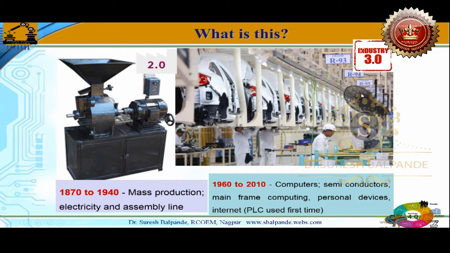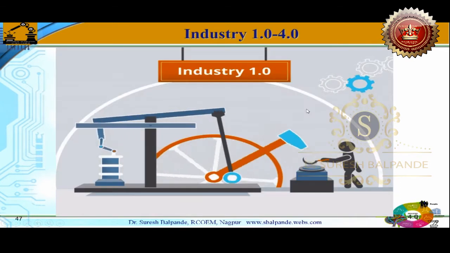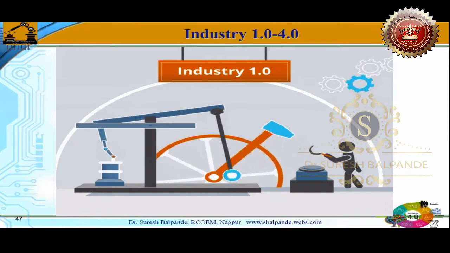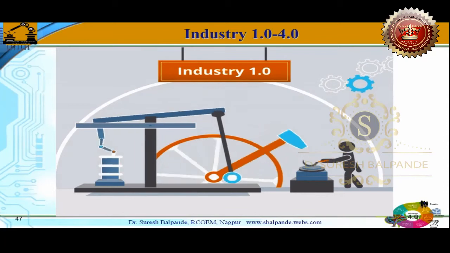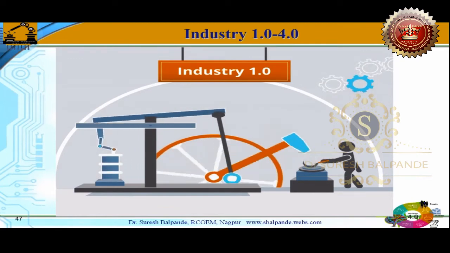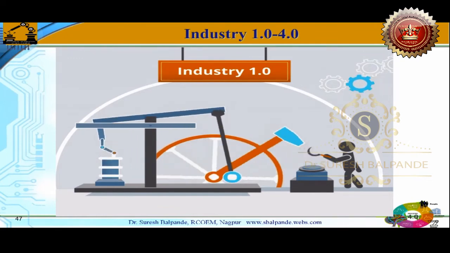Then in 3.0 we started using computers, semiconductors, mainframe computing, personal devices and PLC for the first time, and the internet also. So this is considered as Industry 3.0, and you can say this is Industry 1.0. This is a simple animation. Most of the operations are manually done, but with the help of some mechanism, and that mechanism is driven by either pressure or wind or water flow, etc.